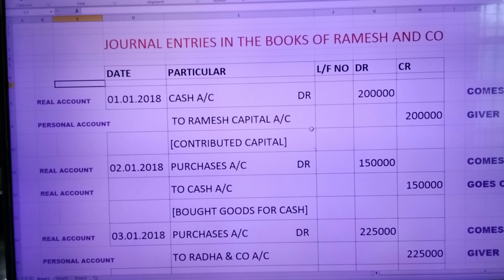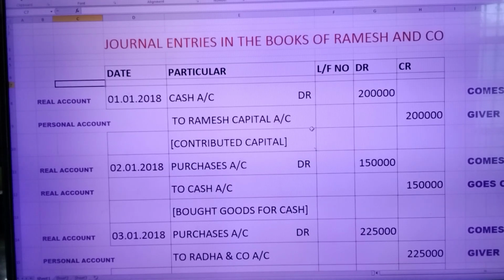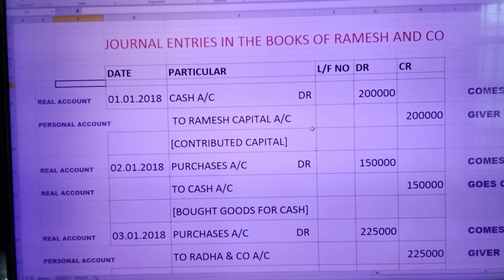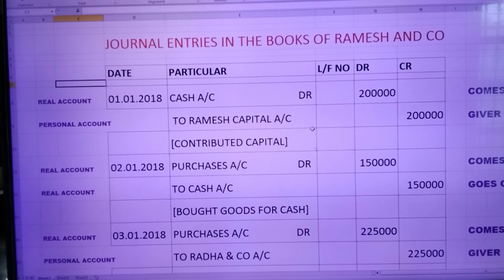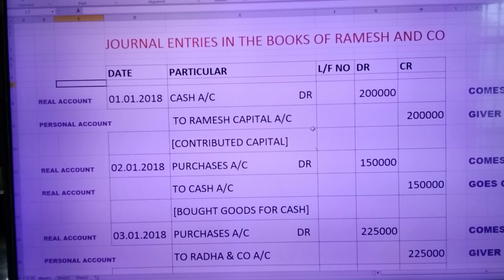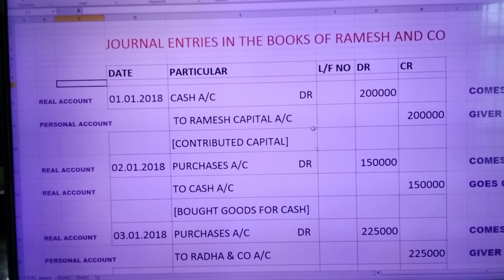Okay, another important thing I have to mention. You take any transaction, it contains only two accounts. What happened here? Here the owner is commencing business with capital of rupees 2 lakhs. So how many accounts are available in the transaction? There are two accounts: one is cash account, another one is capital account. Every transaction includes two accounts, so only two accounts I am taking.